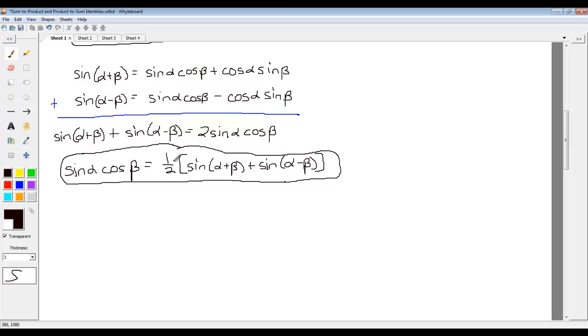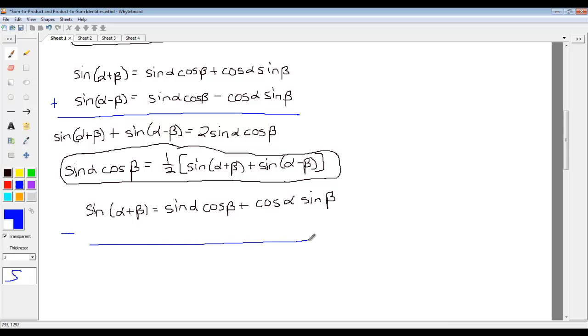And if you guessed that we would do this procedure again and subtract this time, you guessed correctly. Sine of alpha plus beta equals sine alpha cosine beta plus cosine alpha sine beta. And this time we're going to subtract sine of alpha minus beta equals sine alpha cosine beta minus cosine alpha sine beta.